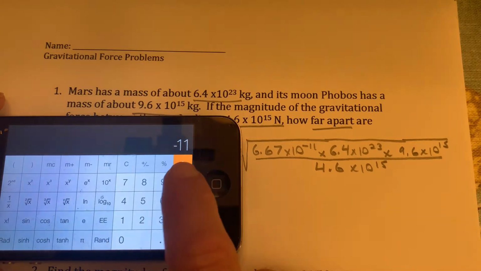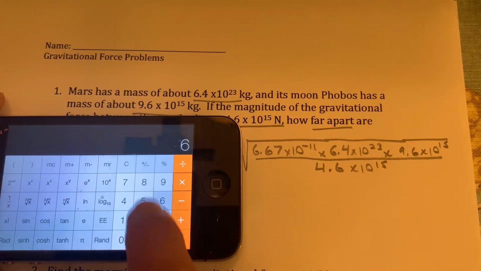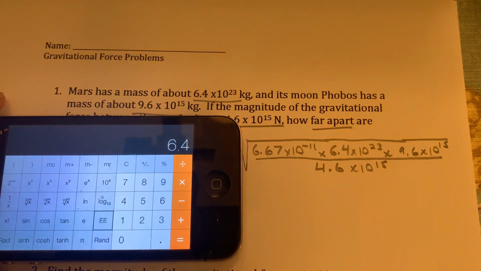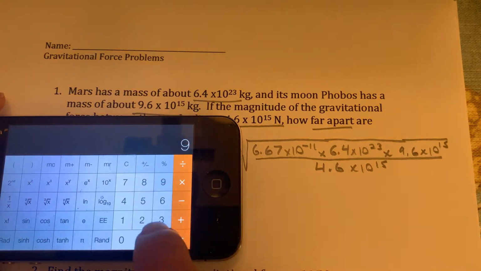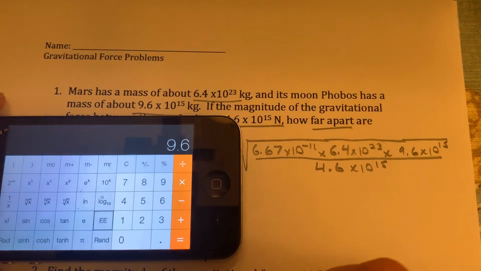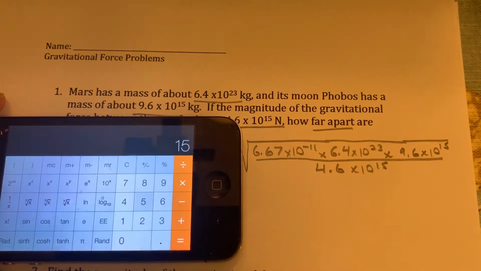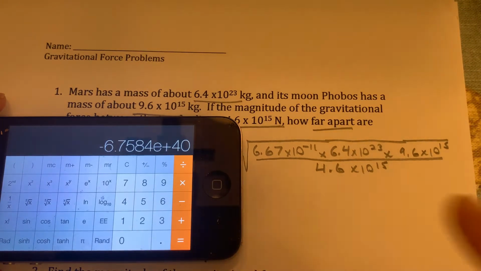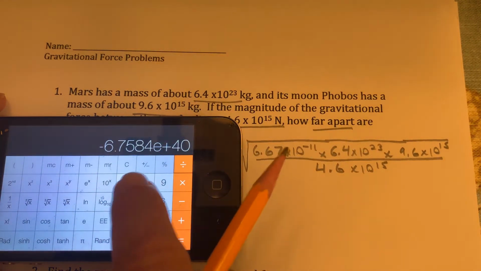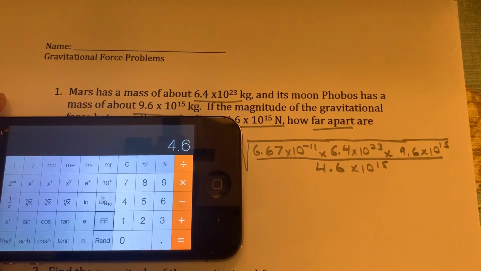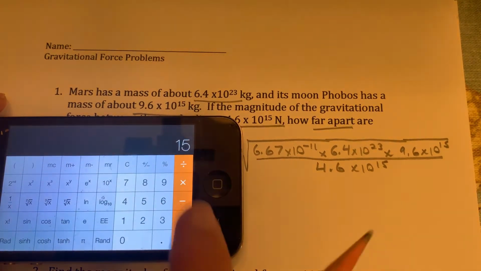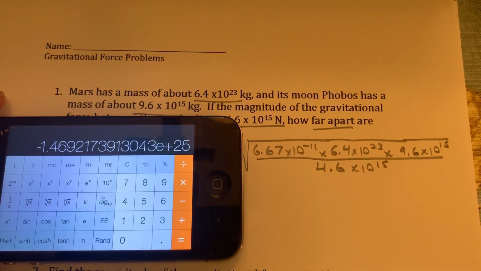All right, so once you got that, you'd multiply by the next number, 6.4 double E 23, times 9.6 double E for the exponent, and then 15. And I went ahead and hit equal. And then I'm going to divide that by the denominator, which is 4.6 double E, and then 15 is the exponent, and then hit enter.